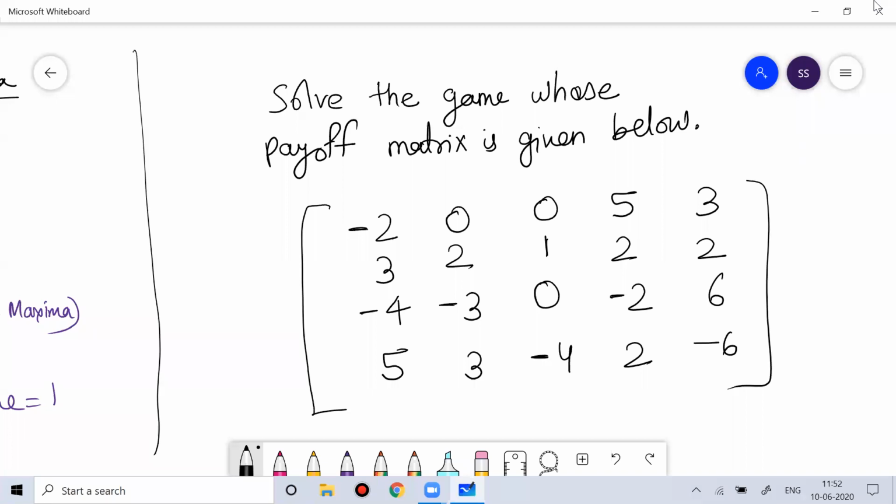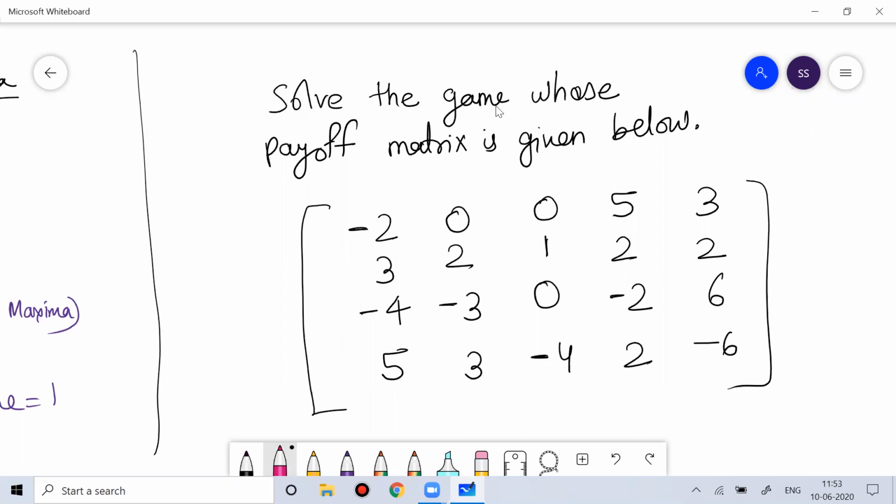Everyone, please try this question. Tell me the answer. Anyone? Very good, Vijay Lakshmi. The answer is 1. The answer for this problem is 1.